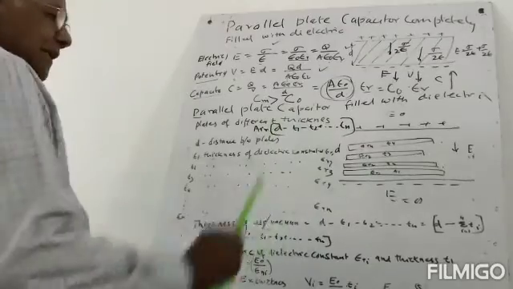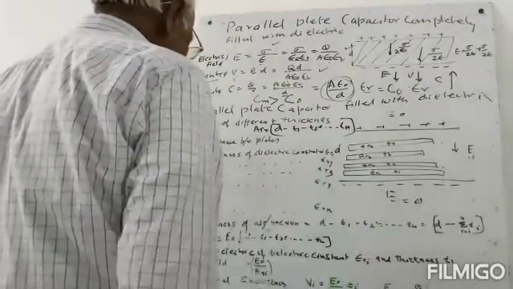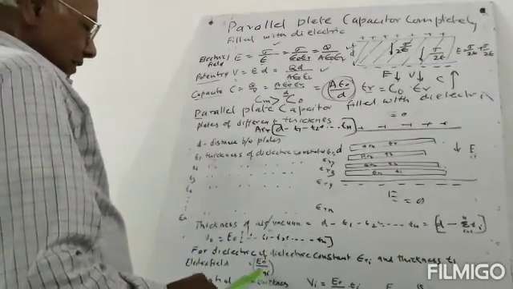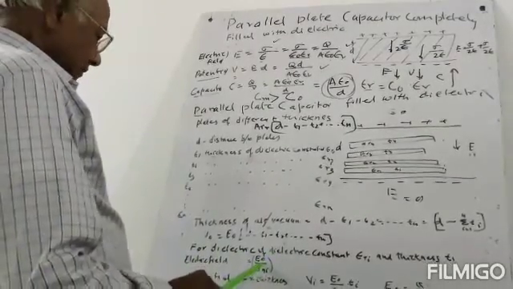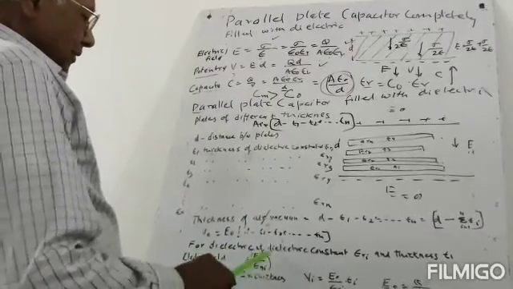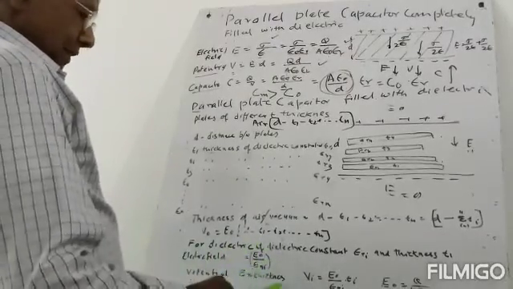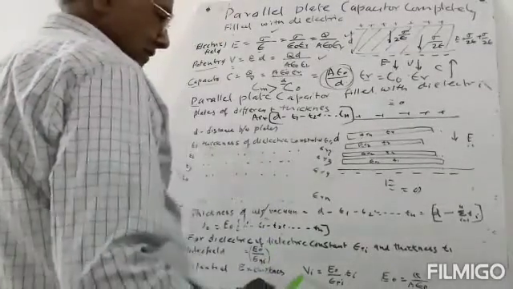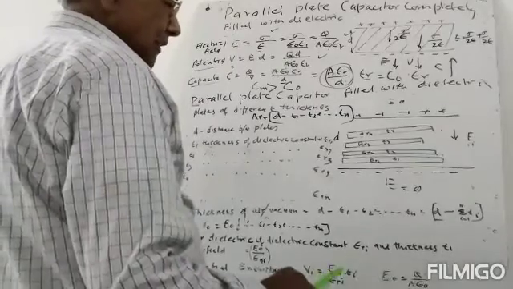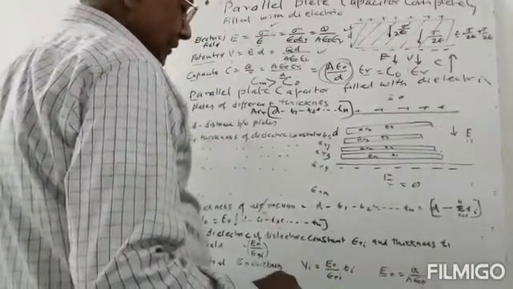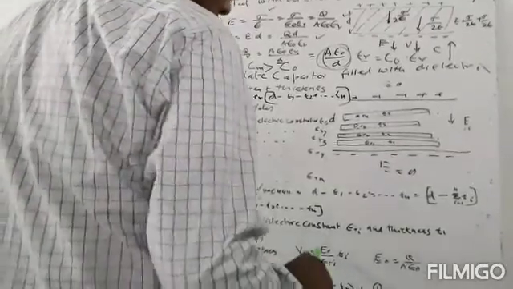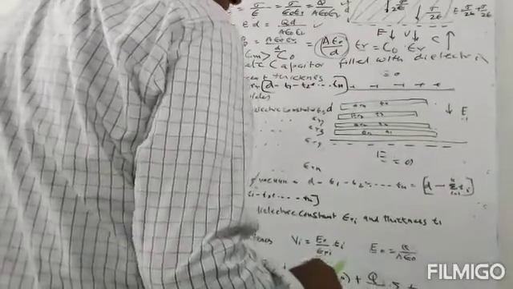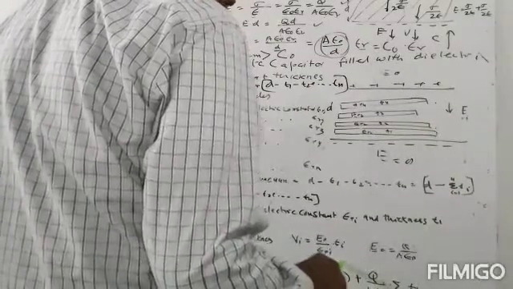Now for the dielectric, what will be the electric field? The electric field will be equal to E0 divided by the dielectric constant, and the potential will be equal to the electric field multiplied by the thickness. So the potential for the first slab, whose thickness is T1 and dielectric constant ER1, will be E0 divided by ER1 into T1.